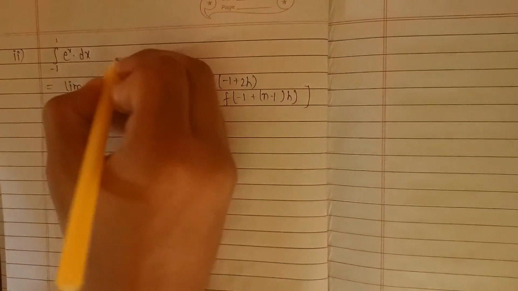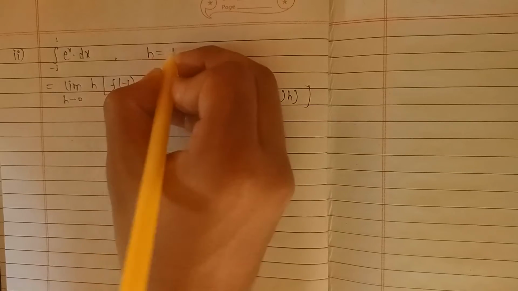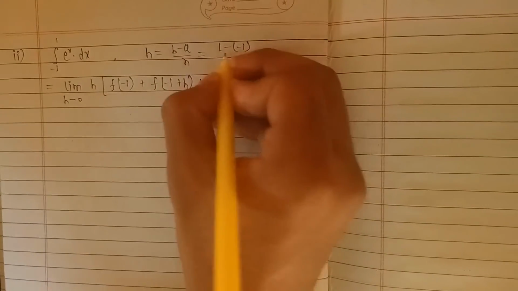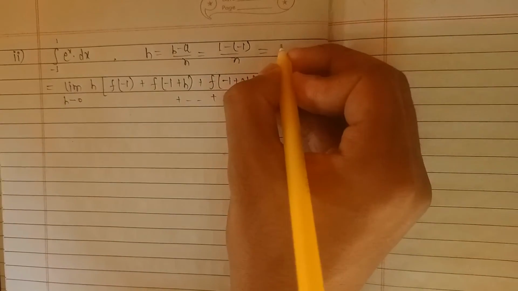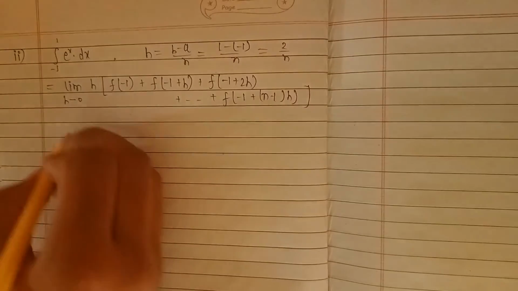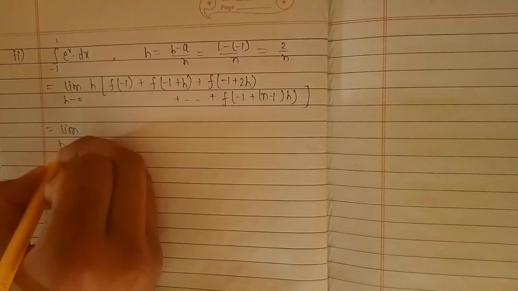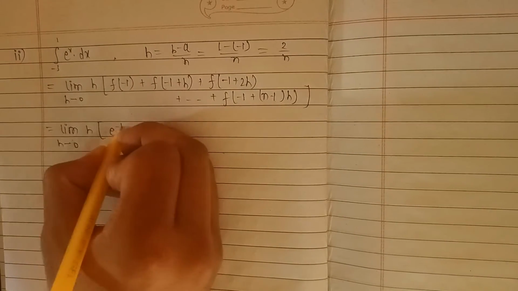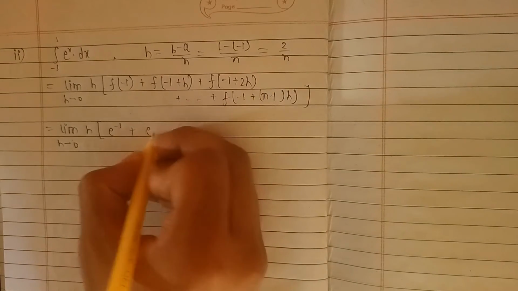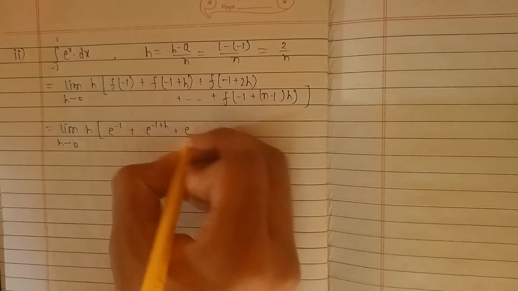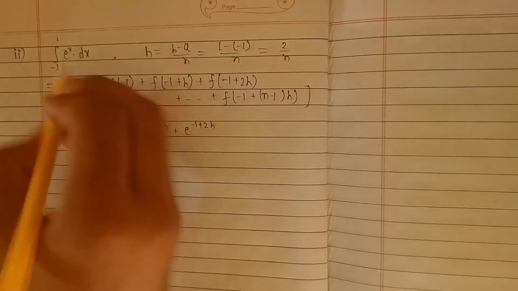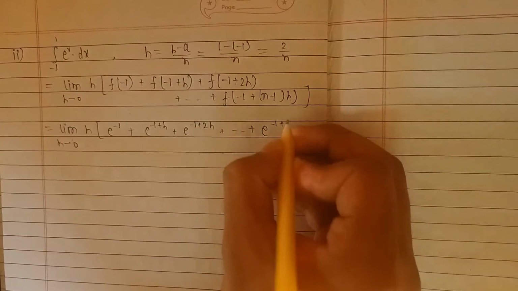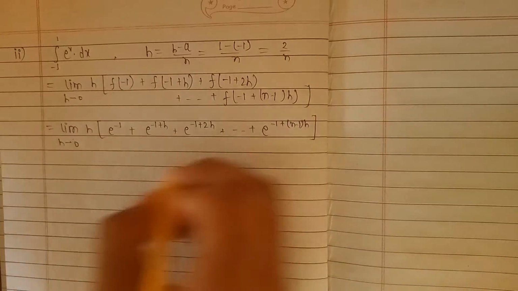Okay now, let's calculate h, which equals (b minus a) by n. That is 1 minus minus 1 by n, which equals 2 by n. Now f of minus 1 will be e raised to the power minus 1. F of minus 1 plus h will be e raised to the power minus 1 plus h. F of minus 1 plus 2h will be e raised to the power minus 1 plus 2h, and that goes on to e raised to the power minus 1 plus n minus 1 into h. Understand?